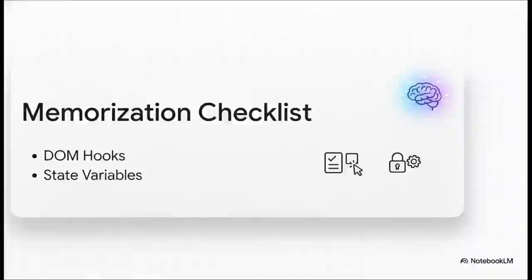Okay, let's pause for a super quick memorization checklist. We've got our DOM hooks established, that's the list and the button, and we've got our state variables initialized: limit, skip, and totalTodos. Cement these two initial memory chunks into your mind right now, because once you have your hooks and your state, you are fully prepared to build the actual engine of this assembly line.